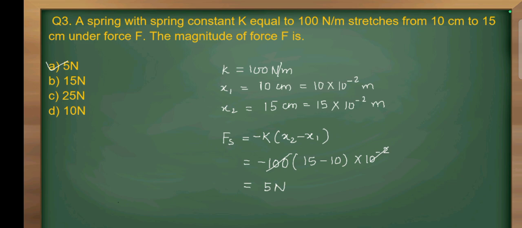So we know that the spring force is equal to minus kx, where x is displacement. So we will put the value of K, that is 100, and x2 is 15 minus x1 is 10, into 10 raised to power minus 2. Here 100 and 10 raised to power minus 2 get cancelled and we will get spring force equal to 5 Newton. So option A is correct.